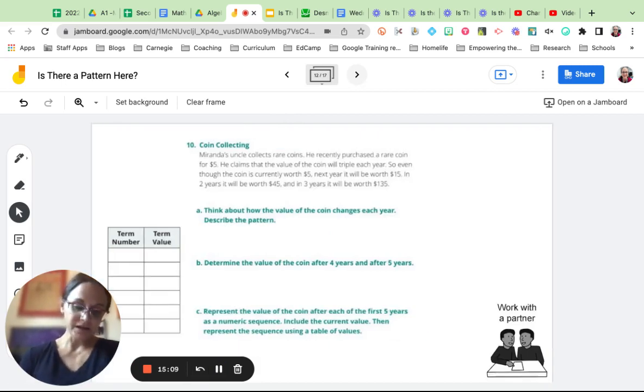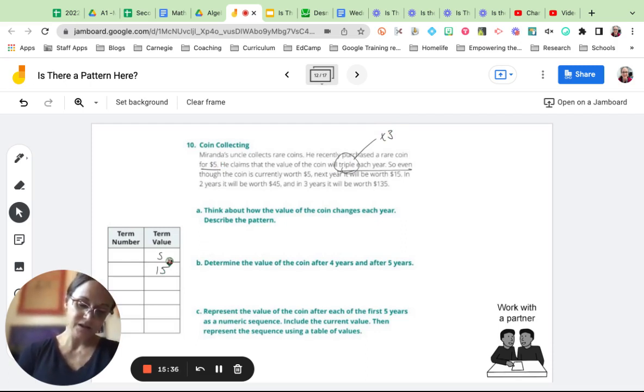Let's look at coin collecting. I'm actually not going to talk about this one with you. I'm going to let you do this on your own. But what's going on is Miranda's uncle collects rare coins. He recently purchased a rare coin that he believes is worth $5. He claims, this is what he thinks, the value of the coin will triple each year. Triple means to multiply by 3. So even though the coin is currently worth $5, he believes it will be worth $15 next year.